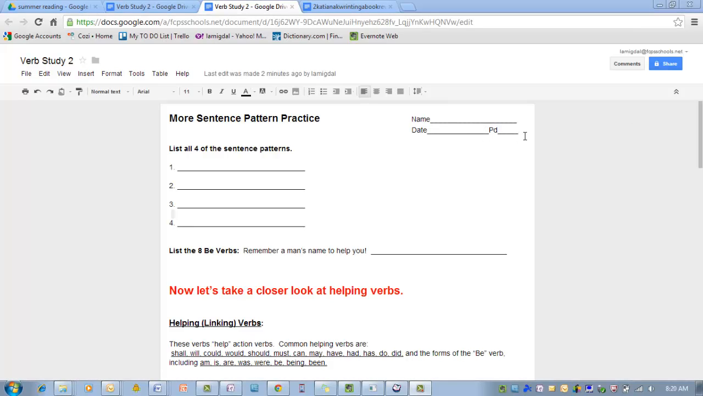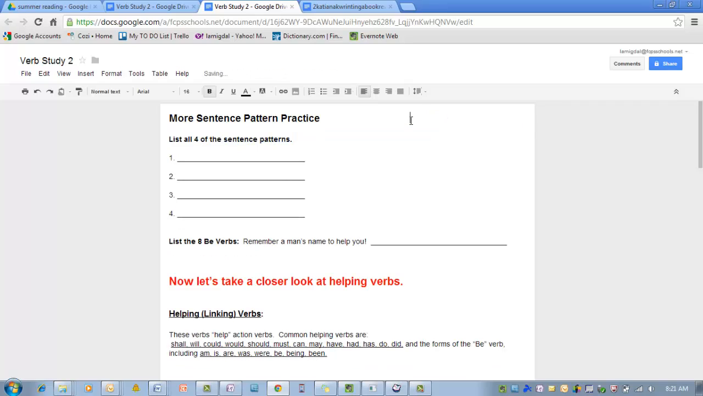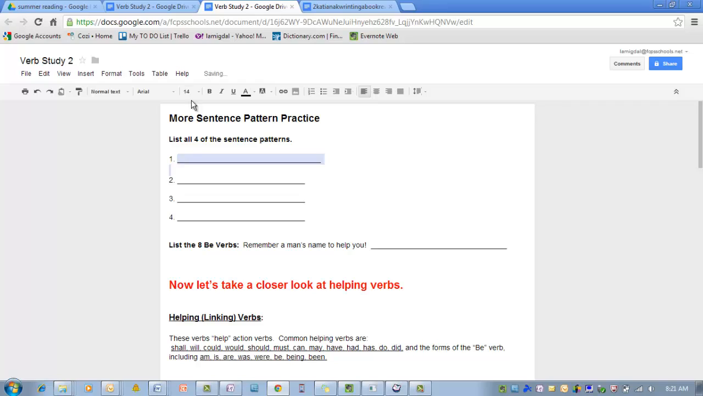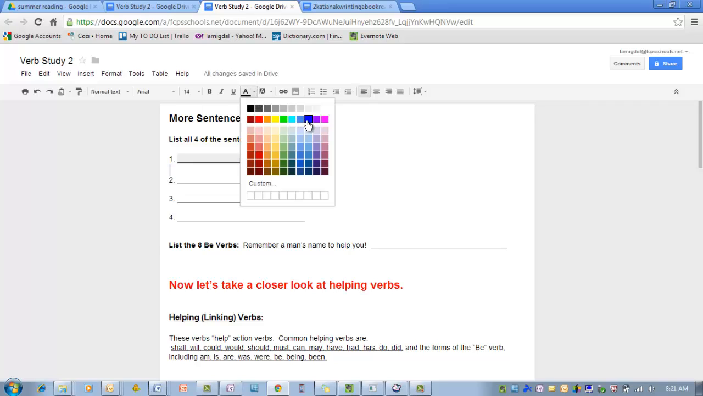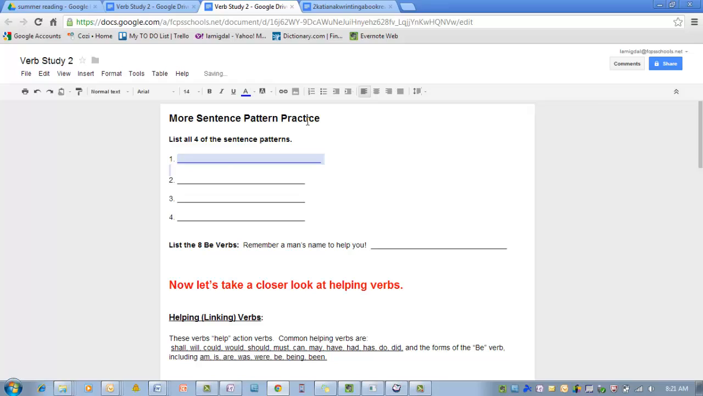Okay, but we're going to start by, we don't need this, I'm going to take that off of yours. We don't need name, we know who you are. We're going to practice, we're going to remember what the sentence patterns are. There are only 4 sentence patterns. Let's make them nice, and let's make them blue for me. I don't care what color you make them. So our sentence patterns. Let's see.